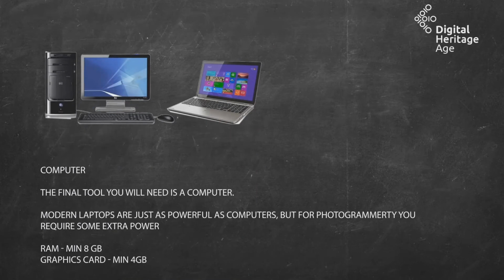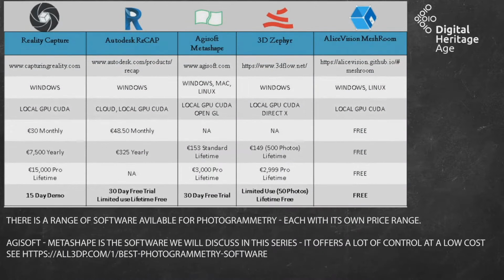Finally, then we need to talk about computers. At a minimum, you can have a computer with 8 gigabytes of RAM and a graphics card of about 4 gigabytes, and generally laptops you'll find are just about as powerful as main computers now. And then the software that we're going to be using, we'll be speaking about Agisoft Metashape throughout these tutorials, but you can see that there's a wide range of software, and depending on your needs, then you can decide what's best for you.